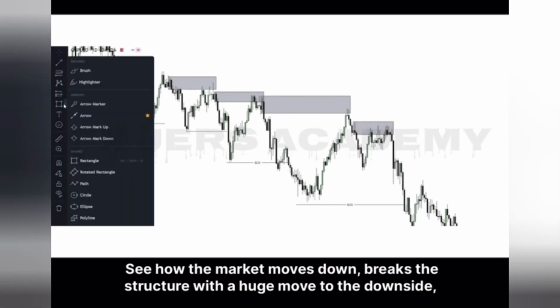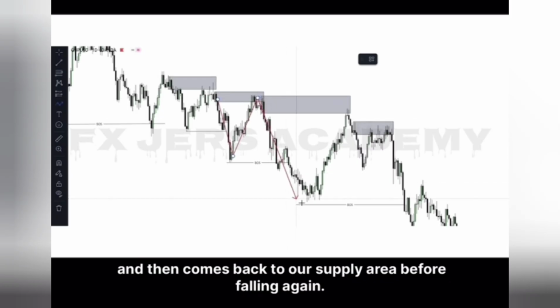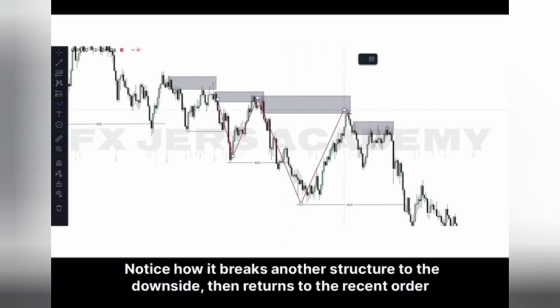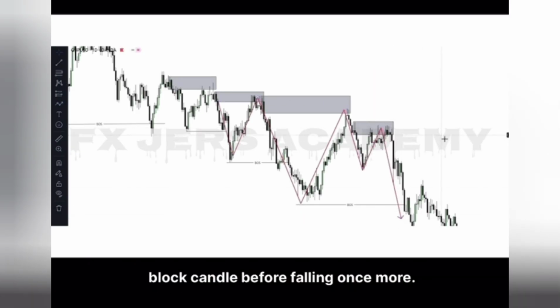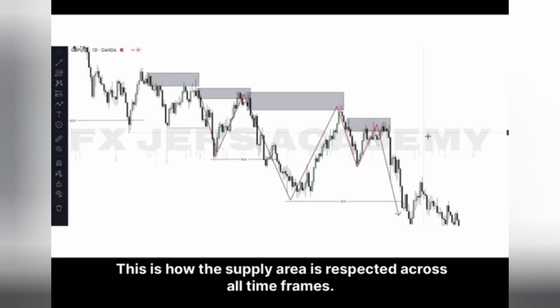See how the market moves down, breaks the structure with a huge move to the downside, and then comes back to our supply area before falling again. Notice how it breaks another structure to the downside, then returns to the recent order block candle before falling once more. This is how the supply area is respected across all time frames.